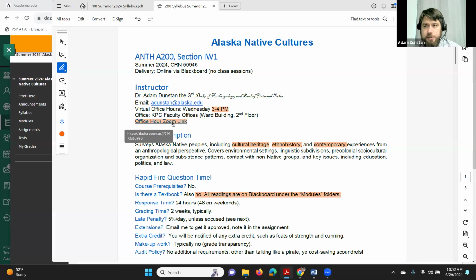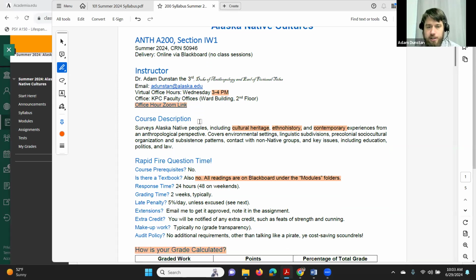Since it is the summer, I tend to be working remotely, and I know a lot of you tend to not want to be coming to campus. But if you do want to physically come to Kenai Peninsula College and meet with me, I do have offices there, and we can meet. Just shoot me an email and let me know. But otherwise, if you're not coming in to meet with me, the office hours are virtual, and we do them by clicking on this Zoom link.